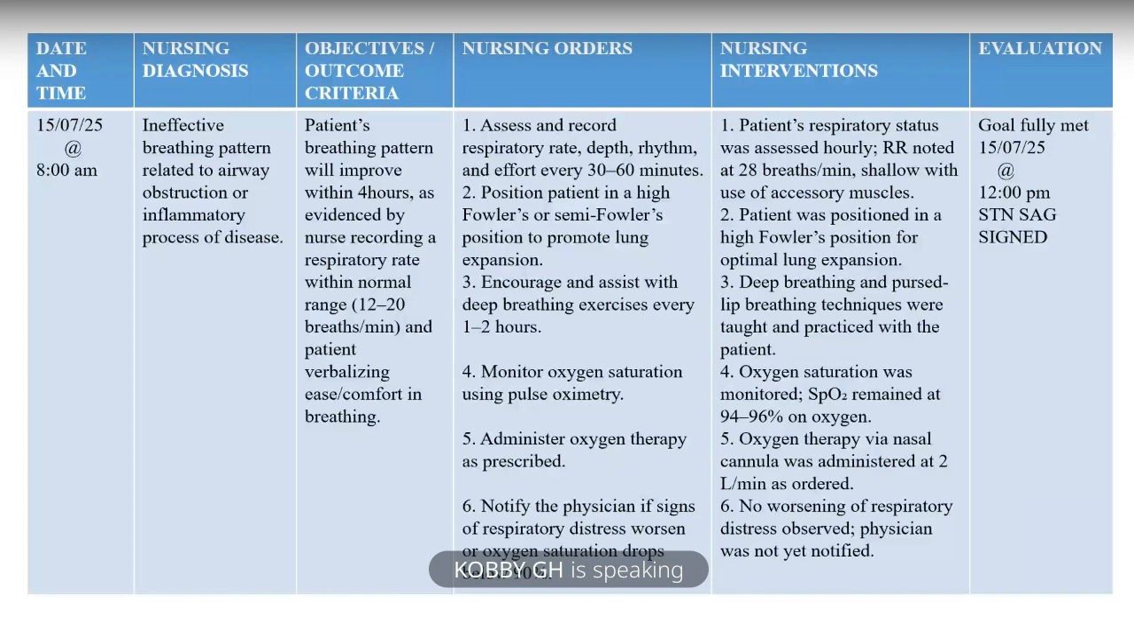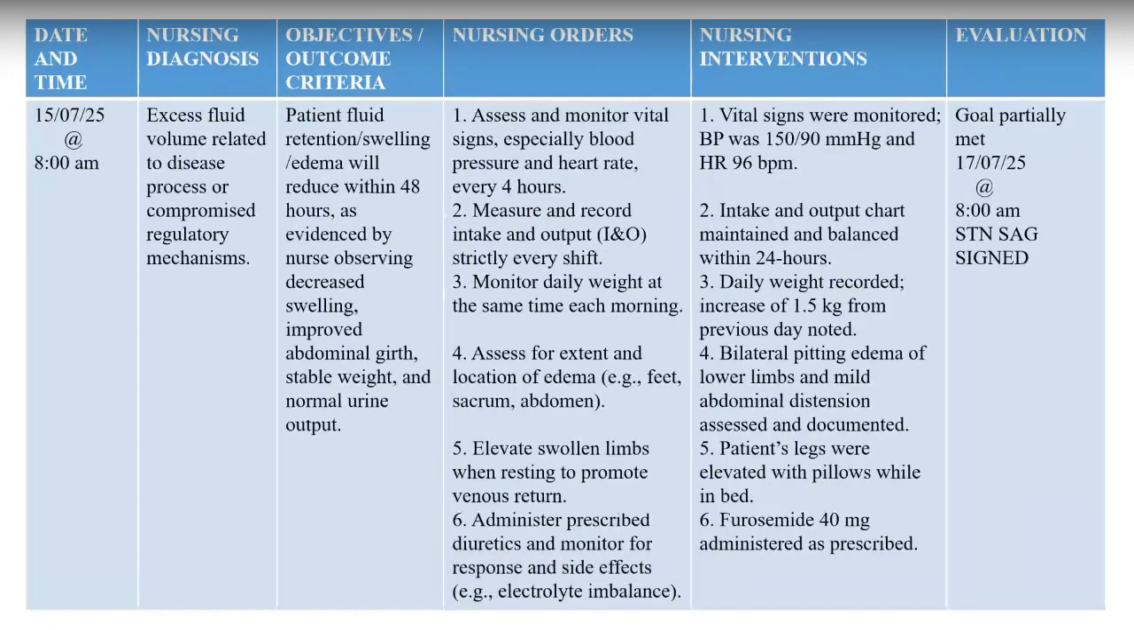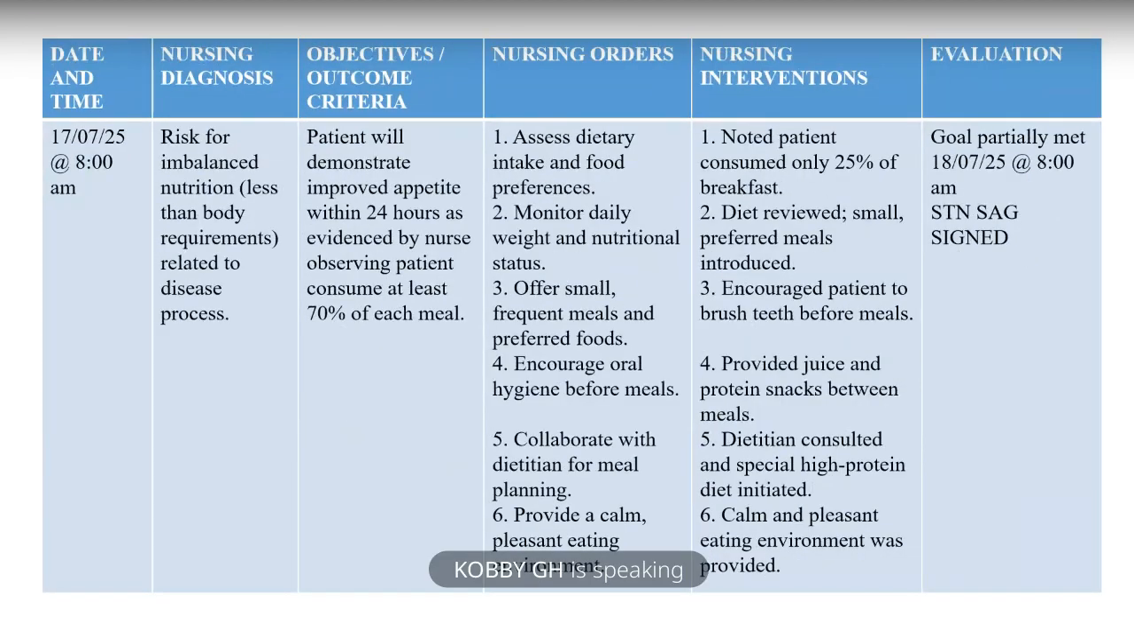Okay, so look at how we write the diagnosis for loss of appetite. You see, risk for imbalanced nutrition, in brackets, less than body requirement. That is the loss of appetite. And the mistake some of you make is that they write risk for imbalanced nutrition less than body requirements related to loss of appetite. No. It means you've related the problem to the problem, because the loss of appetite is what you've written as the problem.